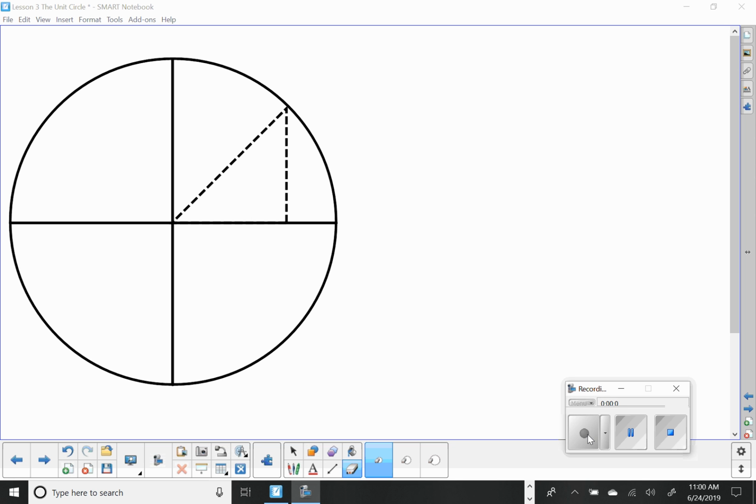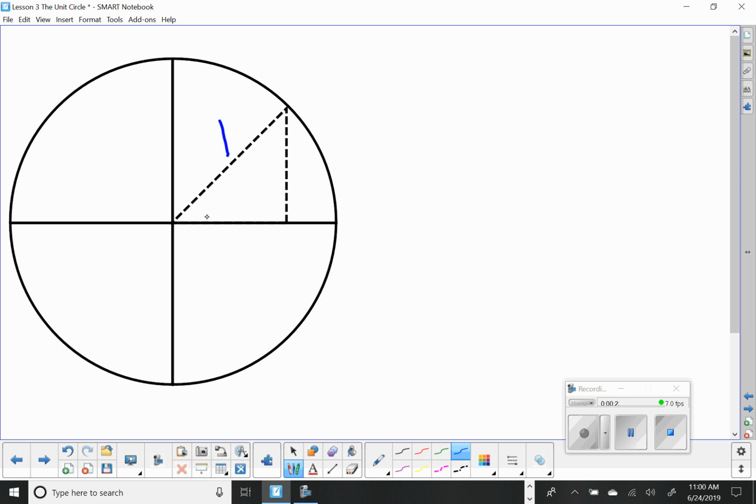Installment of Lesson 3, the unit circle, is actually going to be kind of a review of geometry. We're going to look at how we got the sine and the cosine values. We're told that I have a unit circle and the radius is 1.